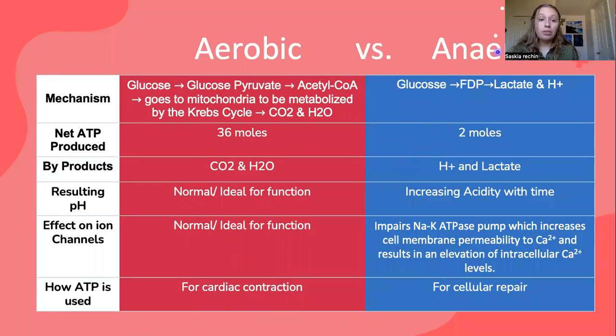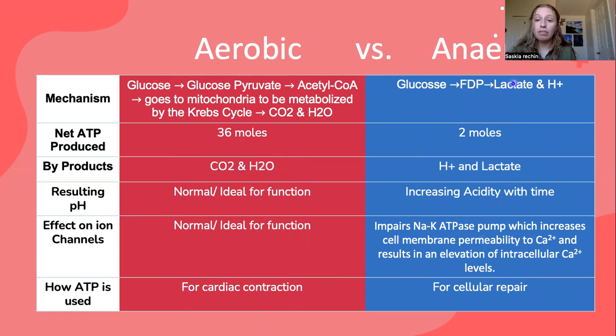The other thing we want to review is your aerobic versus anaerobic metabolism. So aerobic is with oxygen, it's utilizing the Krebs cycle. You have a much more efficient production of ATP, and the byproducts that are made are going to be easily handled and disposed of by the body, so CO2 and H2O. And this is going to be most ideal for both cardiac function as well as cardiac contraction.